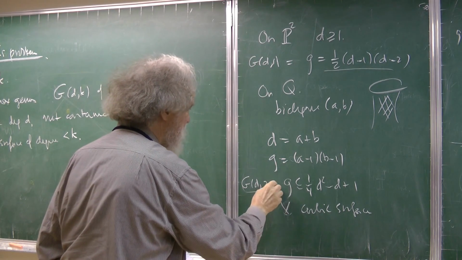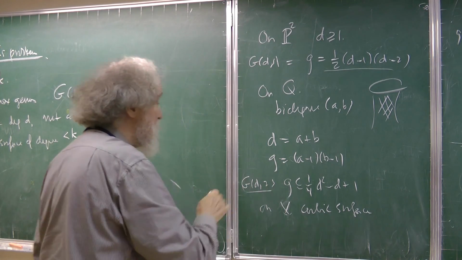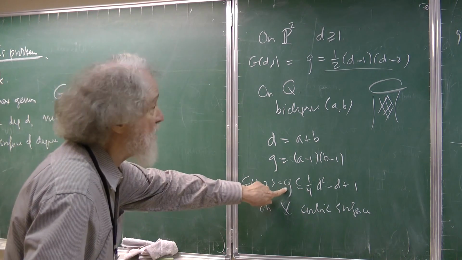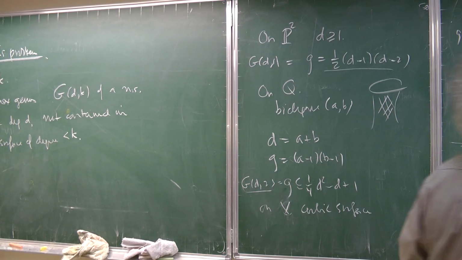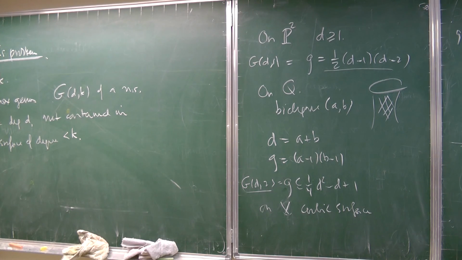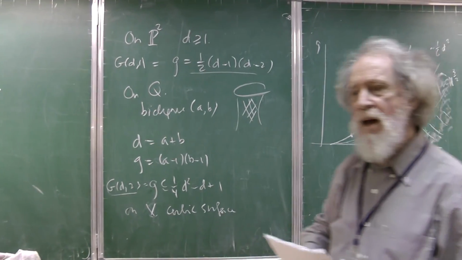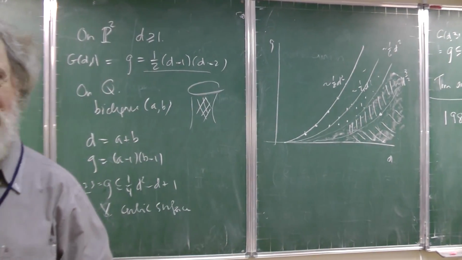These are contained in a quartic surface, but they're not contained in a plane. So this means this is the maximum genus of a curve that's not contained in a plane. And this number here will be 3. And after that, it's not so easy to figure out this number.